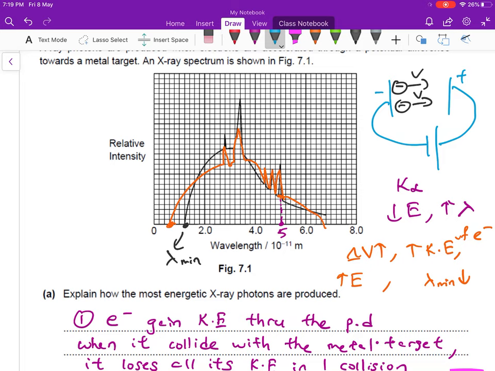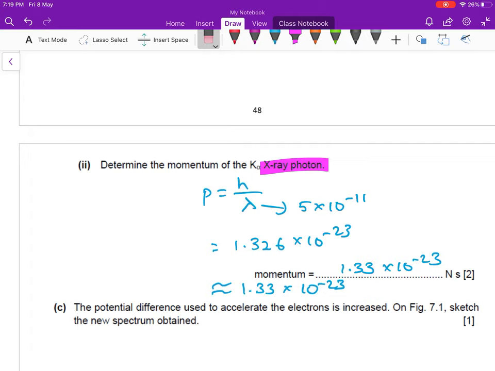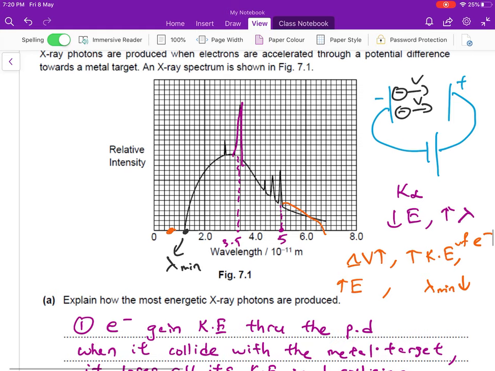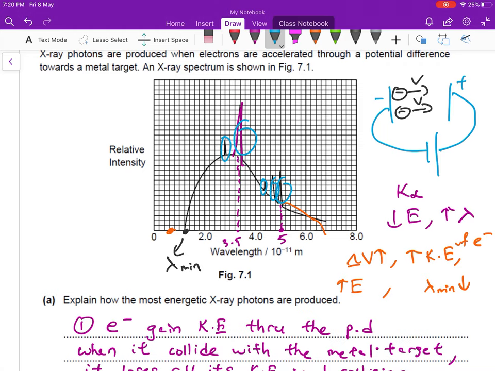Now let's go back to the earlier question. I suddenly thought of something about my K alpha. In this question, what is the momentum of the K alpha X-ray photon? Let's cancel this first. K alpha must be the highest intensity, so my wavelength should be here. 2, 4, 6, it should be 3.5, not 5. So use 3.5. Calculate the momentum of the K alpha. K alpha must be the highest intensity.